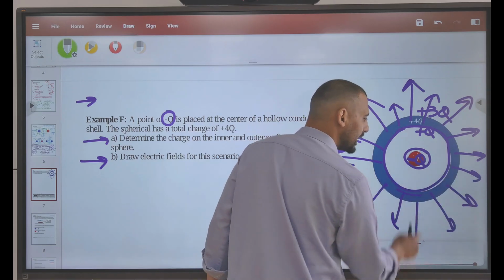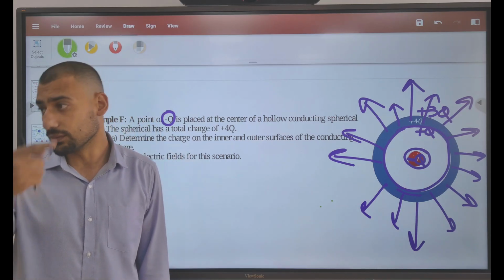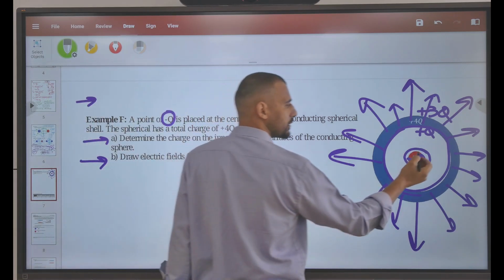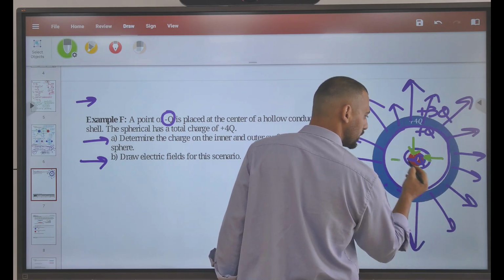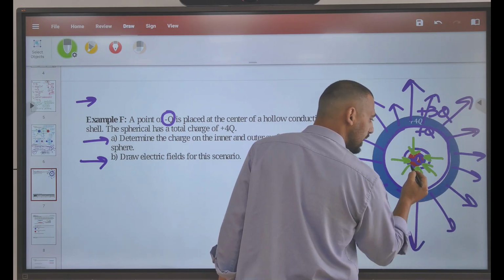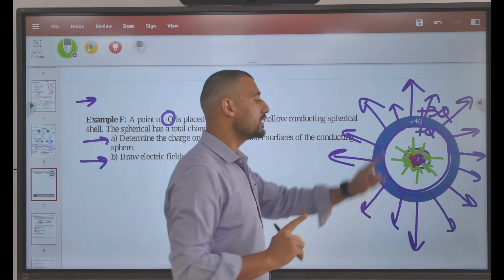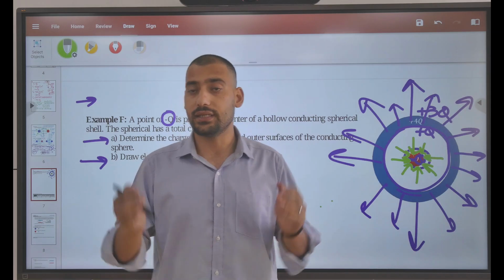See, it is a negative charge. How do I show the field lines? Terminating at the negative, isn't it? For a negative charge, electric field lines terminate. So it will be like this. See, very important: these green lines are not there because of plus Q. They are there because of the minus Q. Minus Q has its own field.